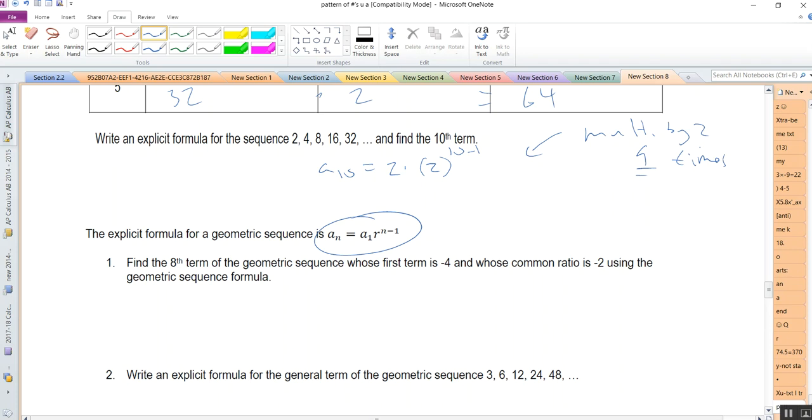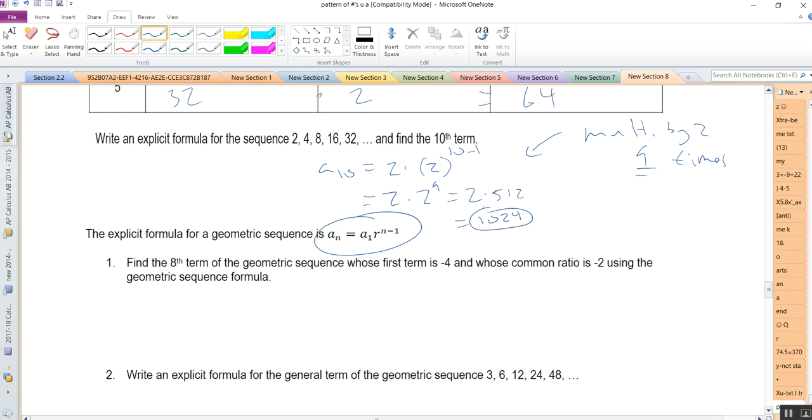So that means, if you have 2 as your first term: 2, 4, 8, 16, 32, 64, 128, 256, 512, 1024. You could use your fingers and do the mental math, or you could just use a calculator and make it pretty easy for yourself. That's 2 times 2 to the 9th power. 2 to the 9th is 512. So of course you get 1024.